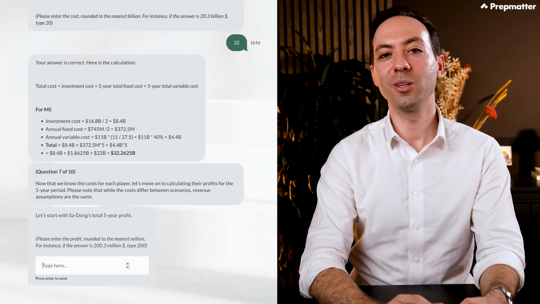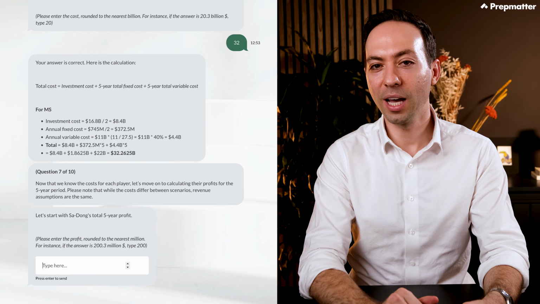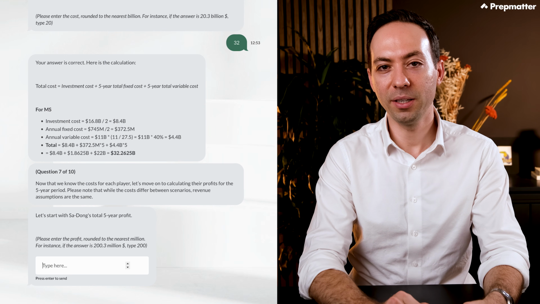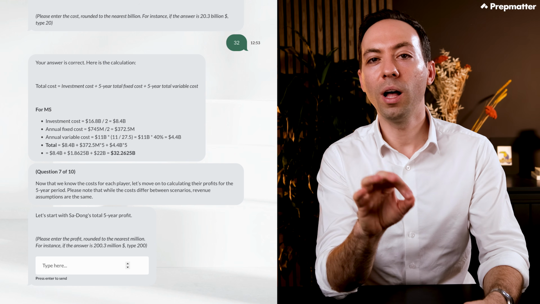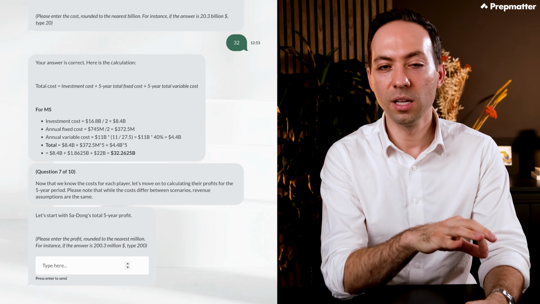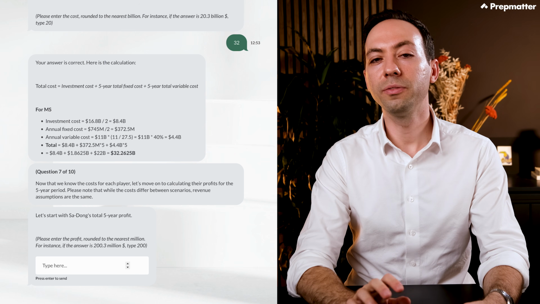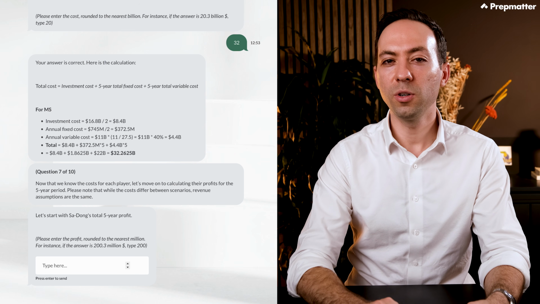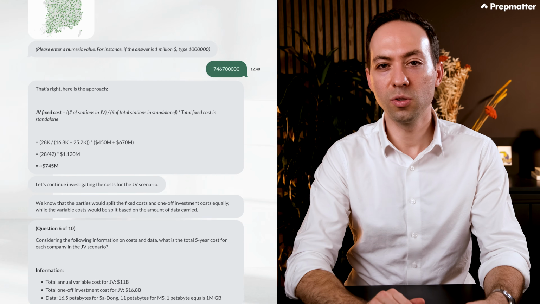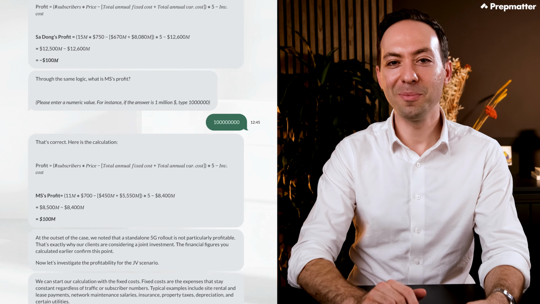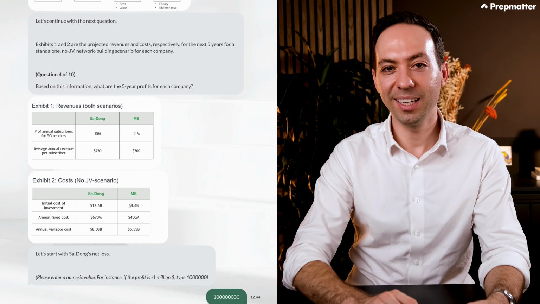Now that we know the cost for each player, let's move on to calculating their profits for the 5-year period. Please note that while the costs differ between scenarios, revenue assumptions are the same. We'll start with Sadong's total 5-year profit. Let's first find what their 5-year revenues were. I couldn't find it in my notes, so we can easily recalculate it.